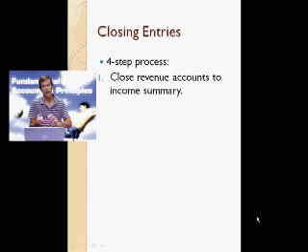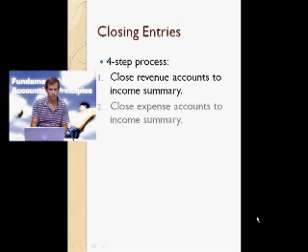Close all revenues. You might have service revenue, you might have interest revenue, whatever revenues you have, whether it be 1 or 10, close them all. So you will debit each revenue by their respective balance, and then you are closing them to income summary, so you do just the opposite to income summary. You will credit income summary.